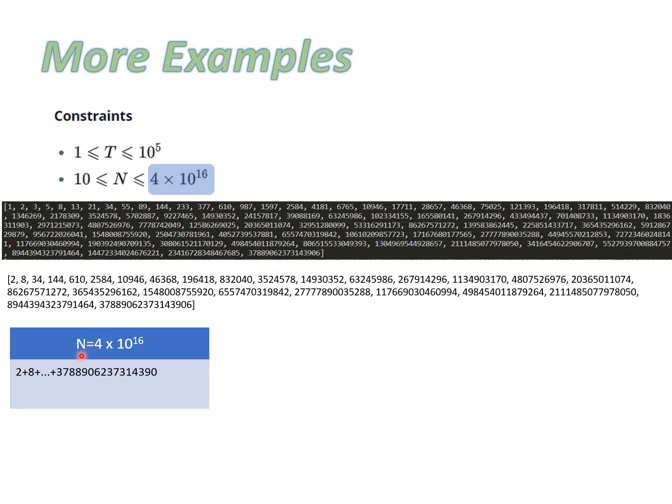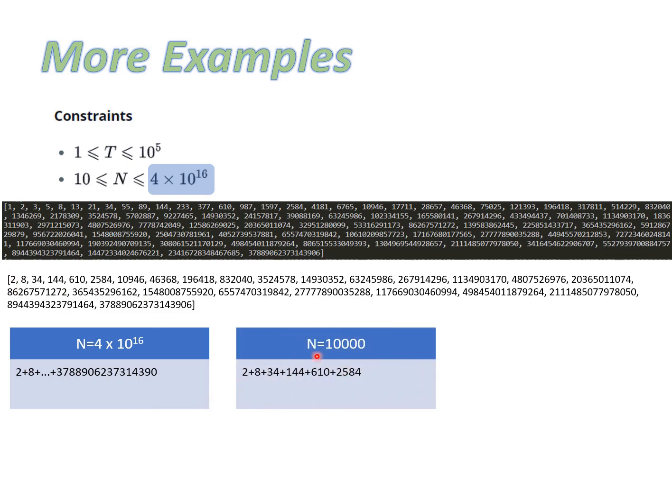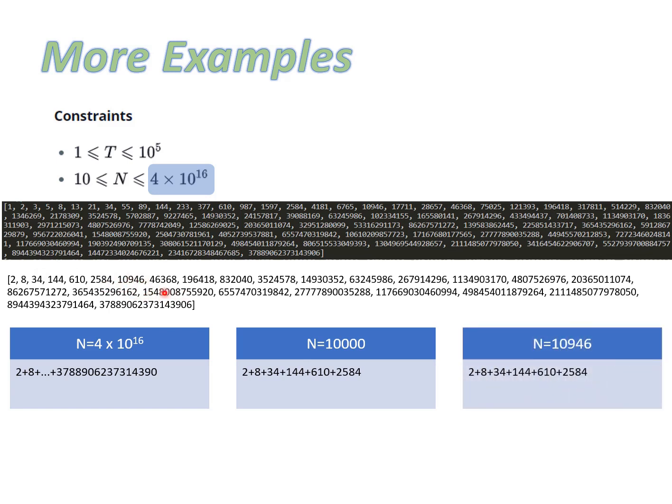From here, let us try to understand more examples. What if n is equal to 4 into 10 power 16? Then in that case, we need to add all the numbers in this list. We can just use the sum formula on this list and we get the output. But if n is equal to 10,000, then we have to stop up to here: 2, 8, 34, 144, 610, and 2584. We have to add these numbers. What if n is equal to 10,946? Then also we have to consider this array, because it is exactly equal to one of the Fibonacci numbers, so we have to consider 10,946. Just note this point.